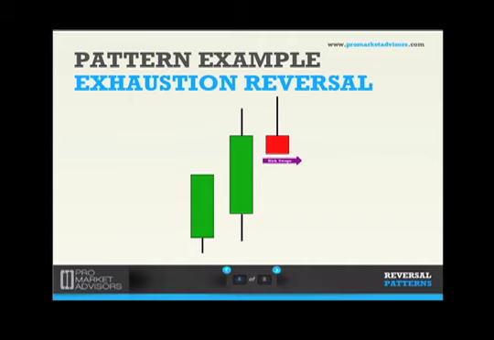This is one type of exhaustion reversal. There are a number of them. At the top of an uptrend, this is my favorite. The same kind of thing happens at the bottom of a downtrend, and that would be called a hammer. So the two candle patterns that are our favorites as exhaustion reversals are the shooting star and the hammer. Shooting star at the top of an uptrend, hammer at the bottom of a downtrend.